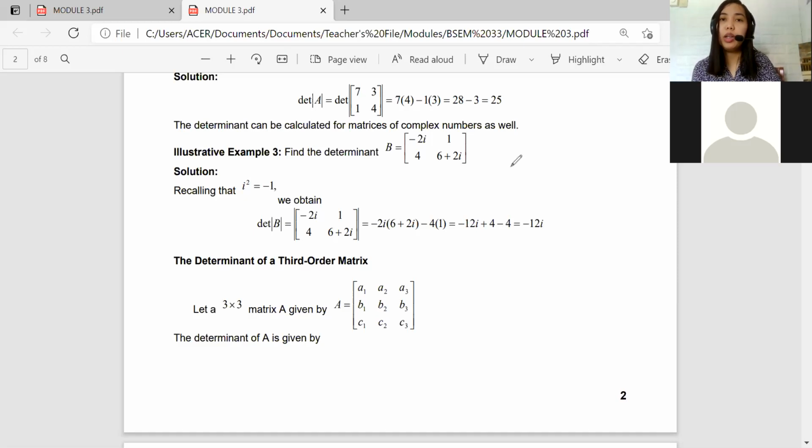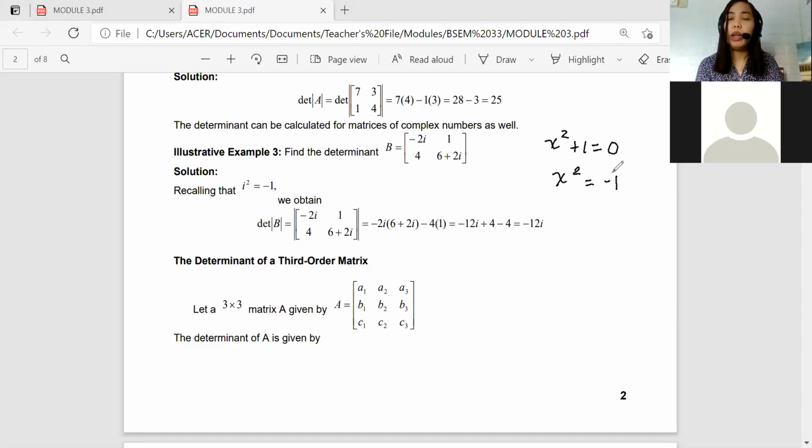So in history, the mathematicians encountered an equation x squared plus 1 equals 0. Okay. And they wanted to determine what are the values of x. What are the possible values of x? So when we simplify this, x squared equals -1. And we know that we cannot find any value that when you square it, the answer is -1. So they replaced x by i.